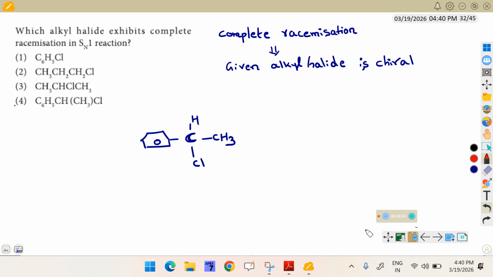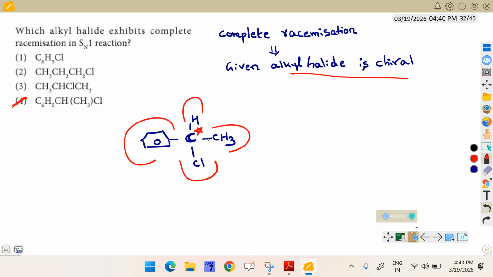Which alkyl halide exhibits complete racemization in SN1 reaction? Complete racemization is possible if the given alkyl halide is chiral. Fourth option you can take. Yes, in the fourth option, around this carbon 4 different atoms or groups are present. So this is considered a chiral carbon. So complete racemization is possible.